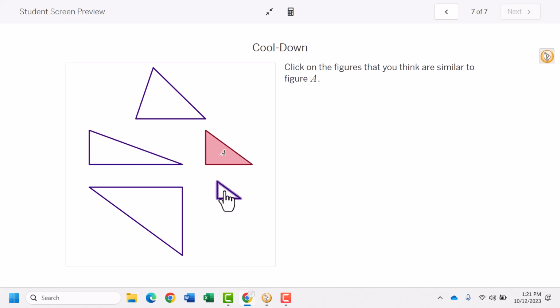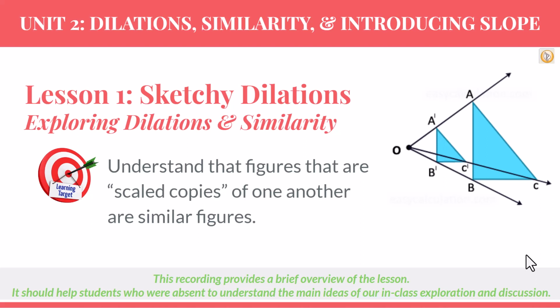The one right below it looks like it just shrunk down a little bit. And I think this one looks like it was rotated and then enlarged. If I took A and rotated it about 180 degrees and spun it around and then enlarged it, I think this one would be correct as well. So in today's lesson, we wanted you to understand that figures that are scaled copies of one another are called similar figures.